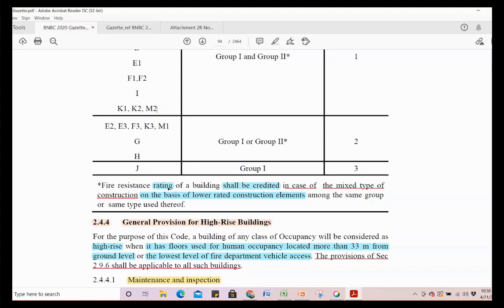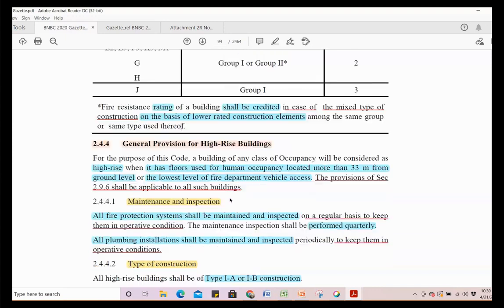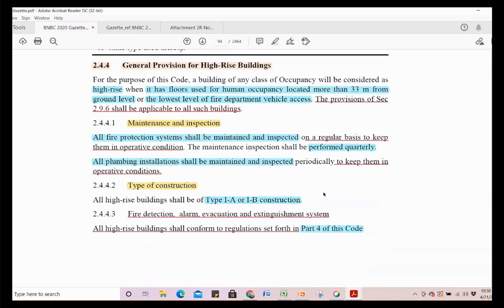Fire resistance rating of a building shall be credited in case of the mixed type of construction on the basis of lower rated construction elements. So it is the lower rated construction element that will dictate the fire rating of the building among the same group or same type of time used thereof. So that is the general information, mostly about construction, area calculation.